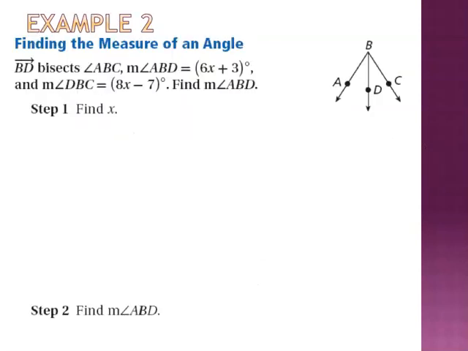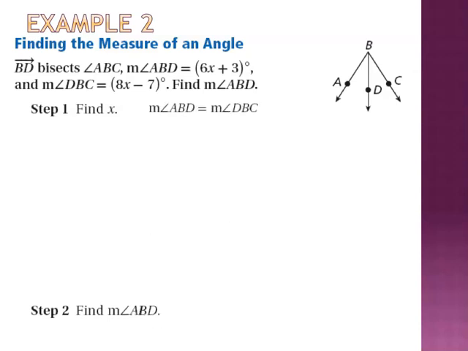All right, let's take a look at example 2. Ray BD bisects angle ABC. The measure of angle ABD is equal to 6x plus 3, and the measure of angle DBC is equal to 8x minus 7. Find the measure of angle ABD. Okay, so we're told that BD bisects angle ABC, so we know that the measure of angle ABD is equal to the measure of angle DBC. So let's start with that.